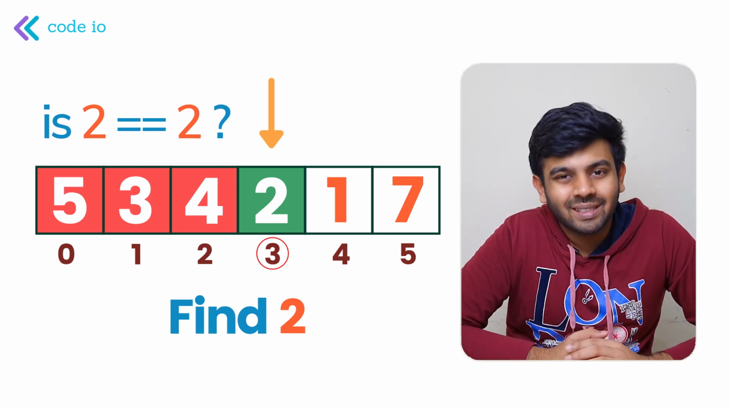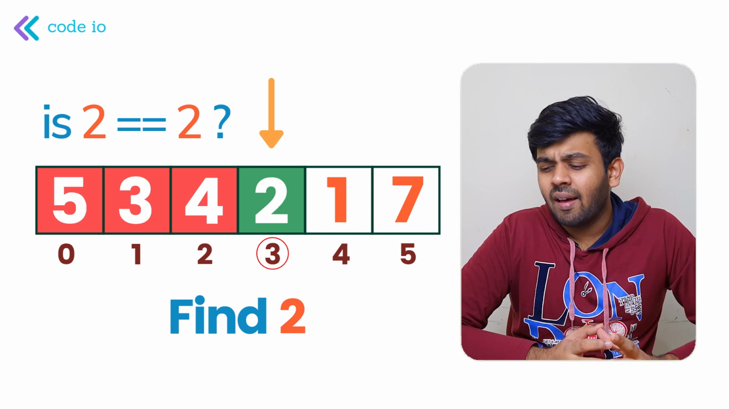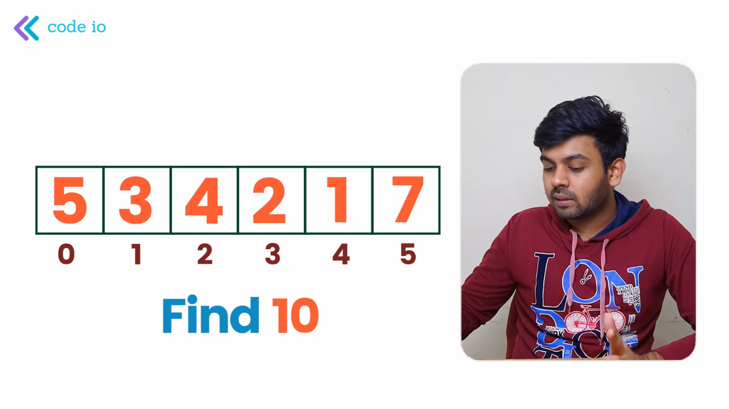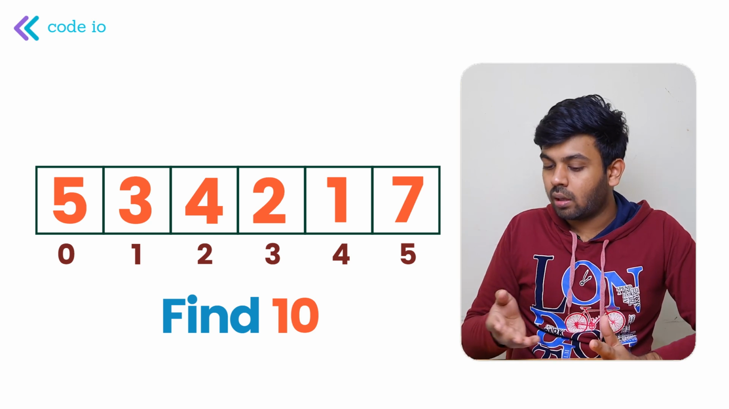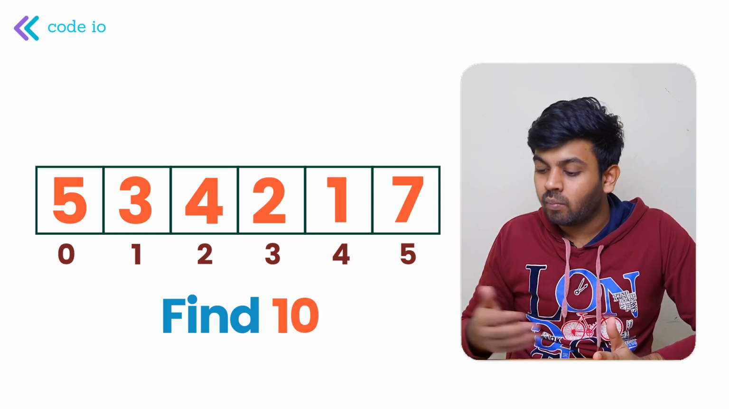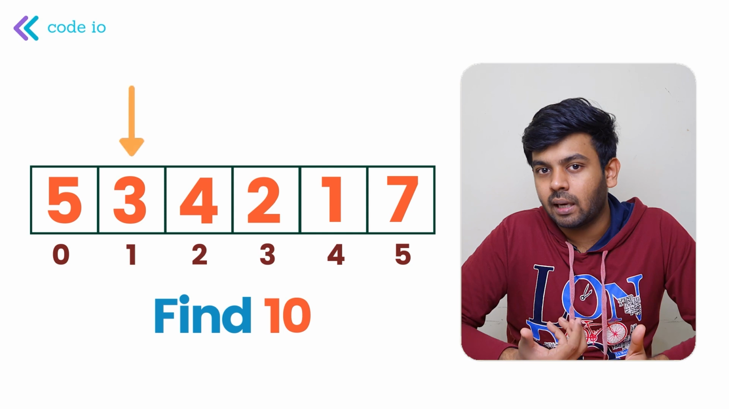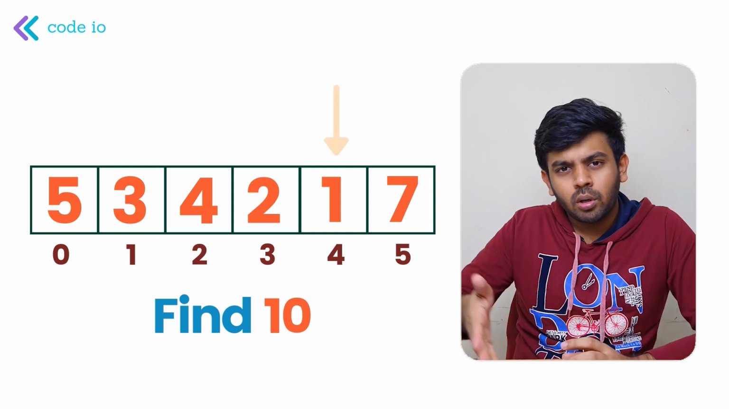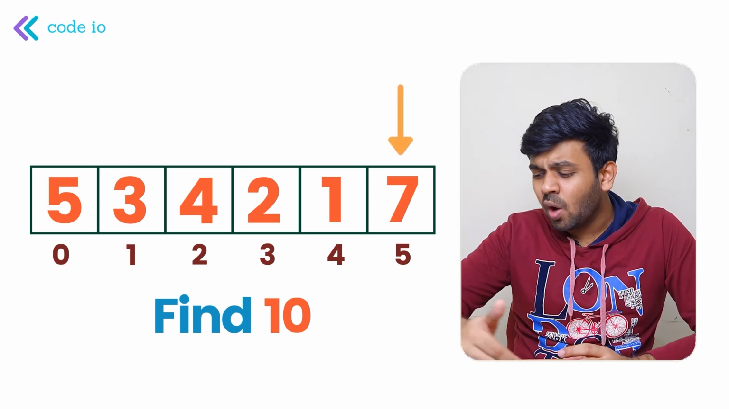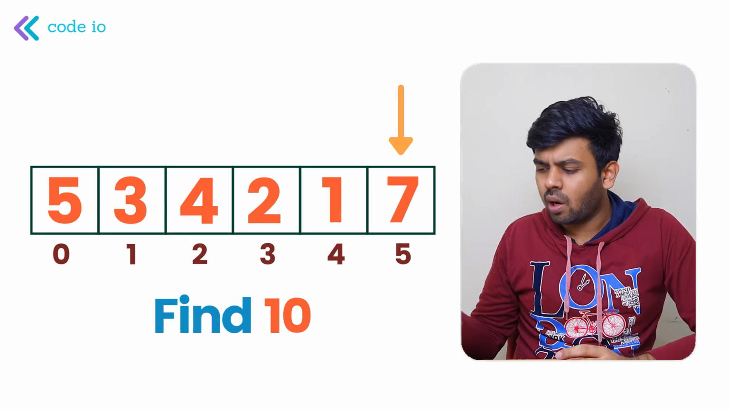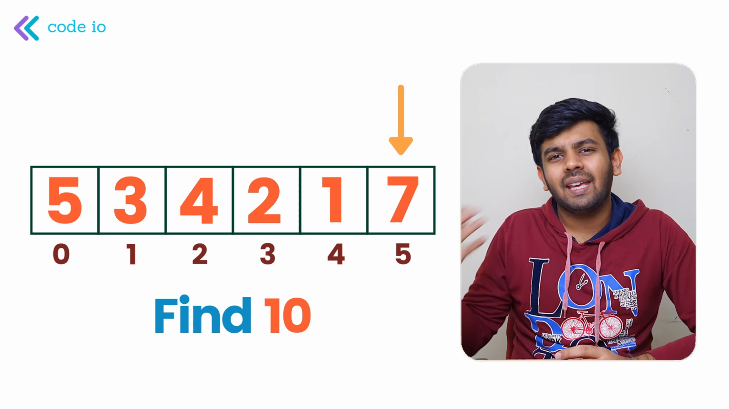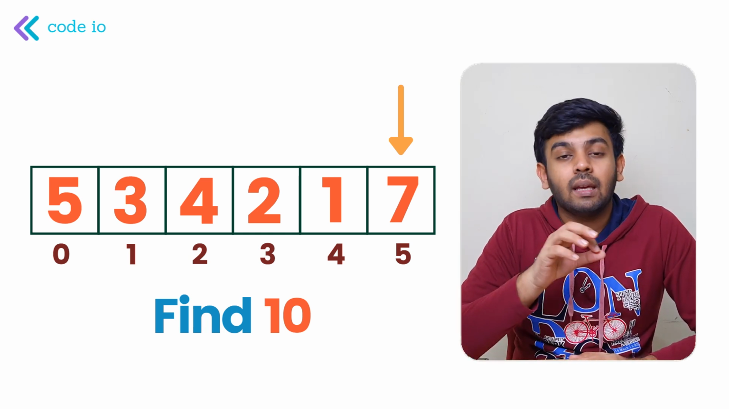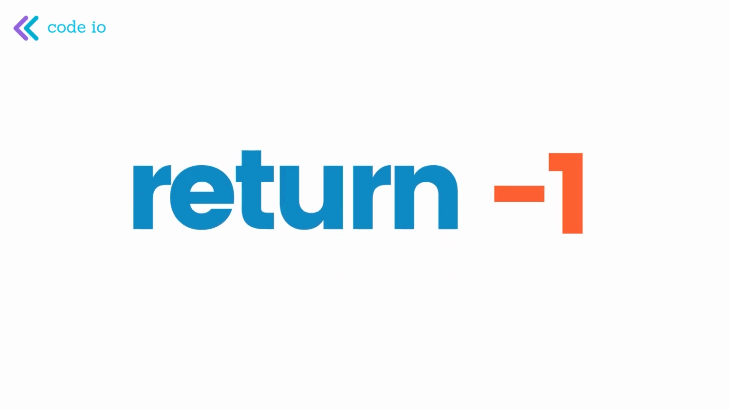Now, one more question arises. What if the number is not present in this array? So this array has 5, 3, 4, 2, 1 and 7, right? So if I am going to search 10 in this array, what will happen? You'll have to think of that as well, right? So you go through this array, and when you reach the last element and even then don't find the element that you're searching for, in that case you will return -1.